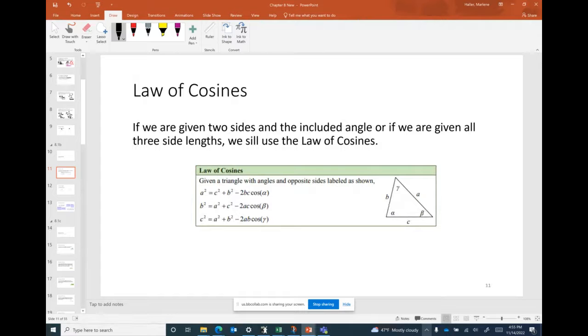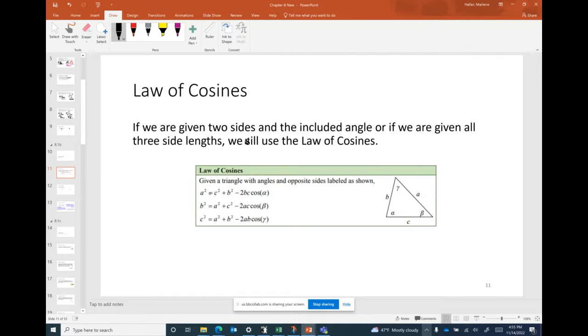All right, and the law of cosines is displayed here. Whenever we have two sides and the included angle, or if we have no angles at all, just three sides, we have to use the law of cosines. A little typo there.